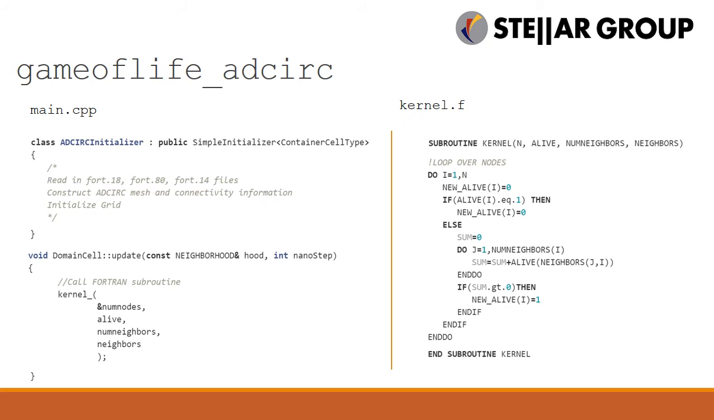And then this is the other important piece, this domain cell update. This is what actually gets called once for every subdomain for every time step, and it actually does a lot of other things, but the important thing it does is it calls that Fortran kernel from the C++ code.